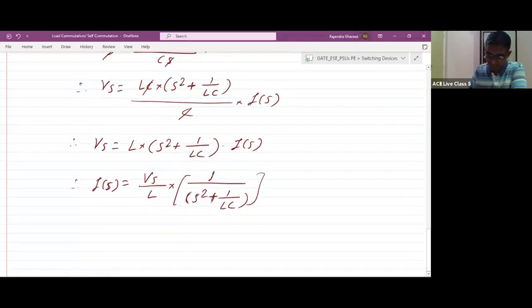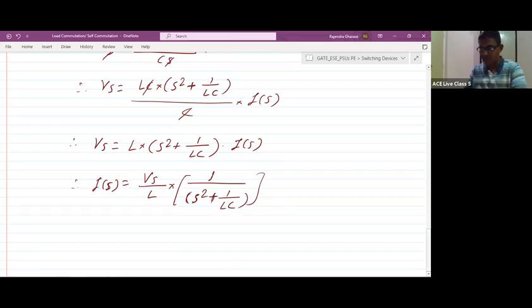Now, can we adjust this term so that the Laplace inverse of this term will become some function in the time domain? Currently, if we take the Laplace inverse of this term, we will not get anything, so we need to do some adjustment here. What is the adjustment? You can check the Laplace of sin at. Laplace of sin at is a upon s square plus a square. In this case, instead of a, we are having 1 by LC.